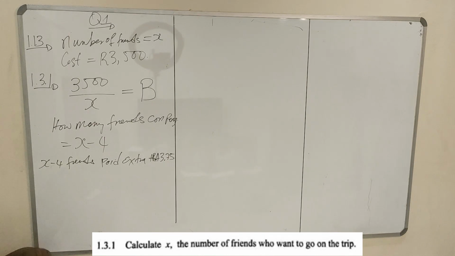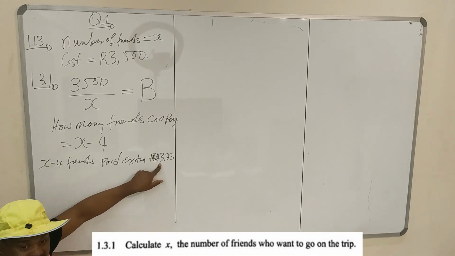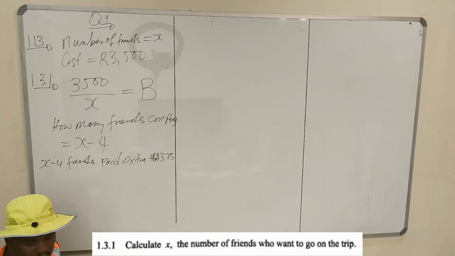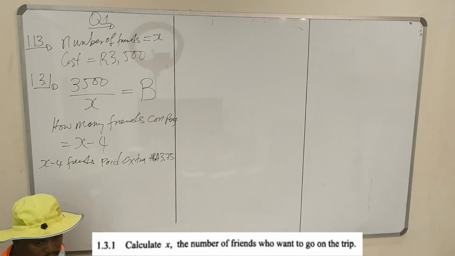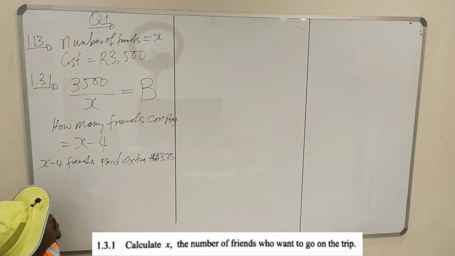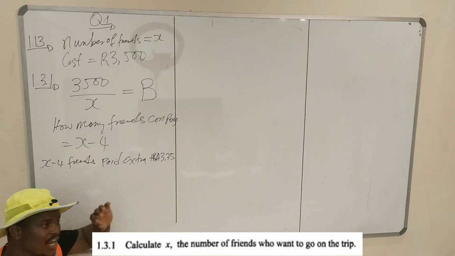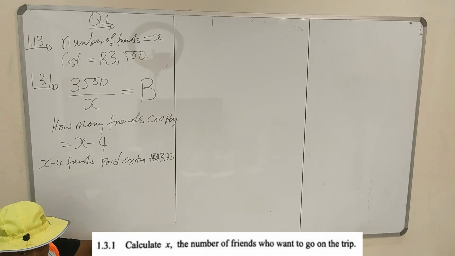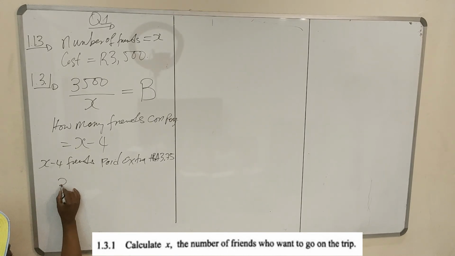So our friends that can pay will pay that extra amount. How much should they pay in total? The total amount that they should all pay is 3,500. So now we can say that 3,500 will be paid by x minus 4 friends.